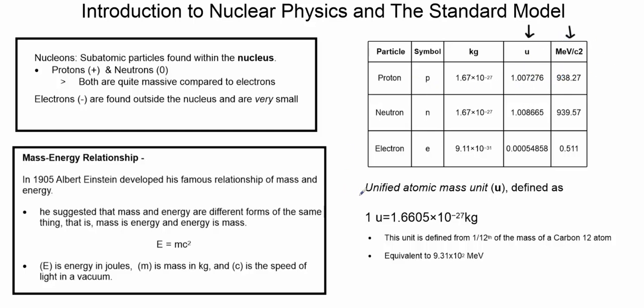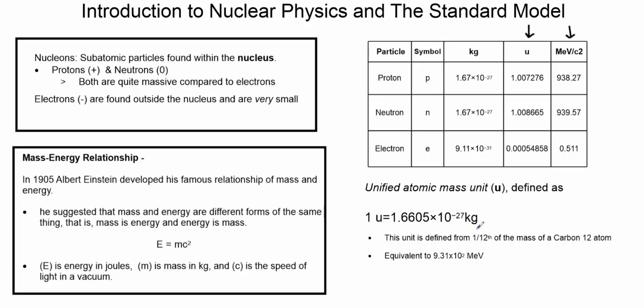So let's look down here now. A unified atomic mass unit is represented by U. Now, if you've taken chemistry or you're going to take chemistry, they tend to just refer to it as an AMU, an atomic mass unit. It's the same thing, okay? We refer to it as a U. They refer to it as an AMU. It's really no different. And one atomic mass unit is 1.6605 times 10 to the negative 27 kilograms.